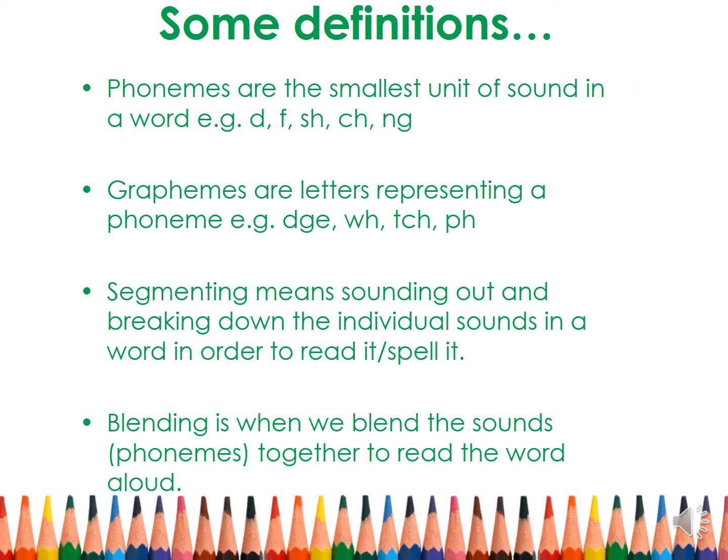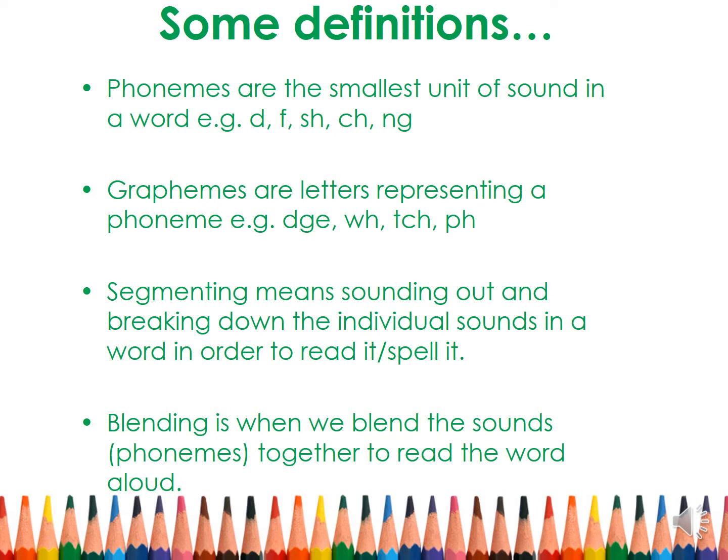Now I'll talk you through some of the definitions we use in school. You may have heard your children talking about phonemes. These are the smallest unit of sound in a word. For example, a, d, k, f, th. Graphemes are a combination of letters which represent a phoneme. For example, f, th, w.